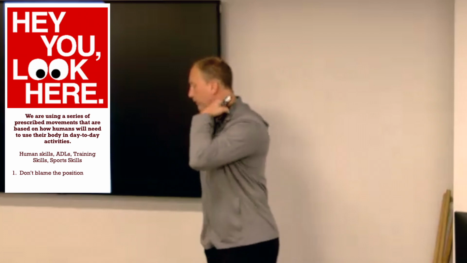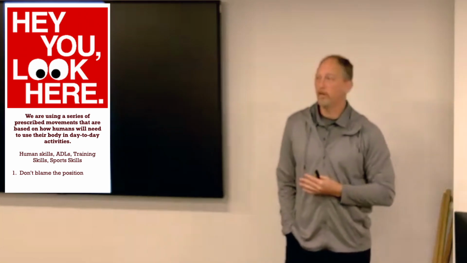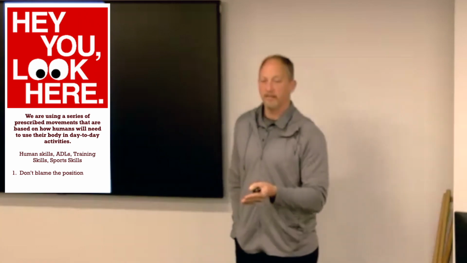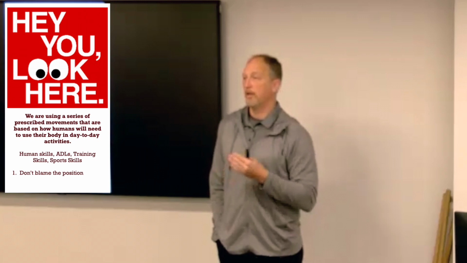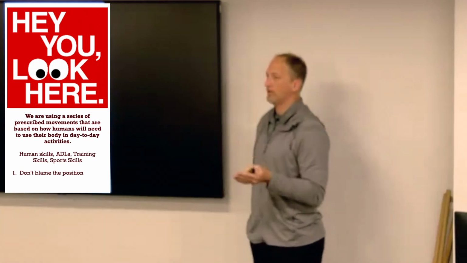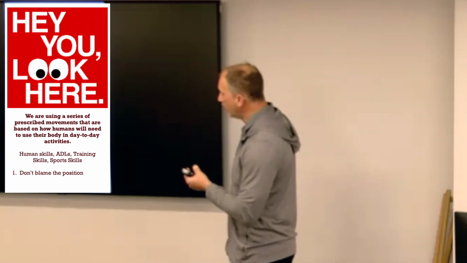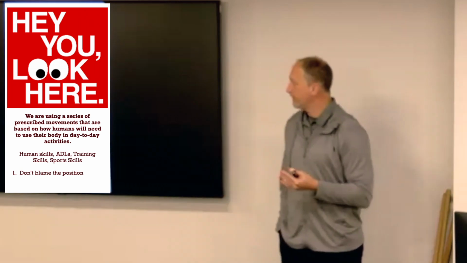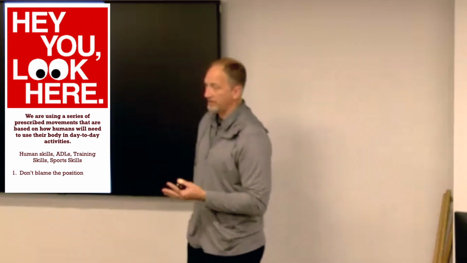When we run somebody through this, remember, we finish the profile. We're not ready to do anything yet other than continue our assessment. You run somebody through the 6 critical shapes. All it's saying is, look here. We need more information. We're using a series of prescribed movements that are based on how humans are going to need to use their body in day-to-day activities.